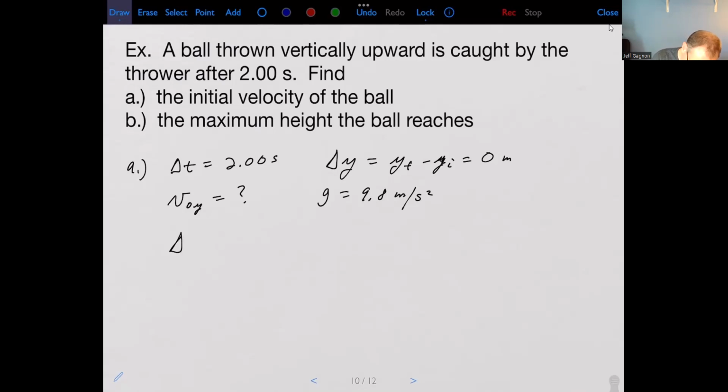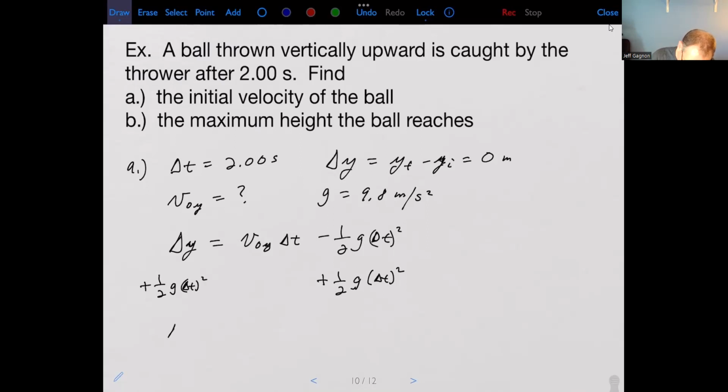We know that delta y is equal to v naught y delta t minus 1/2 g delta t squared. Right? So the only unknown here is v naught y. We know all the other variables. I'll just solve it algebraically for v naught y. So I'm going to add 1/2 g delta t squared to both sides. So I have delta y plus 1/2 g delta t squared is equal to v naught y delta t. And then I need to divide by delta t.